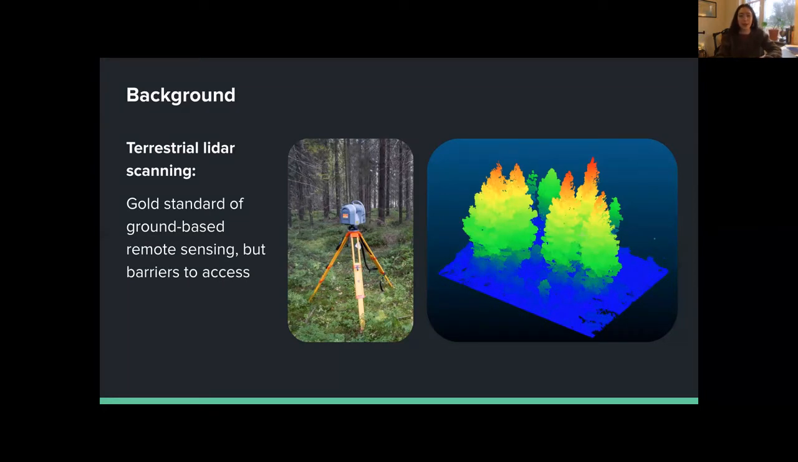However, a terrestrial LiDAR scanner can be fairly cost prohibitive. An instrument typically runs in the thousands of dollars, with some models costing upwards of $100,000. And even if you've got a device in hand, they aren't necessarily intuitive or convenient or efficient to operate for managers or someone without that specific training.